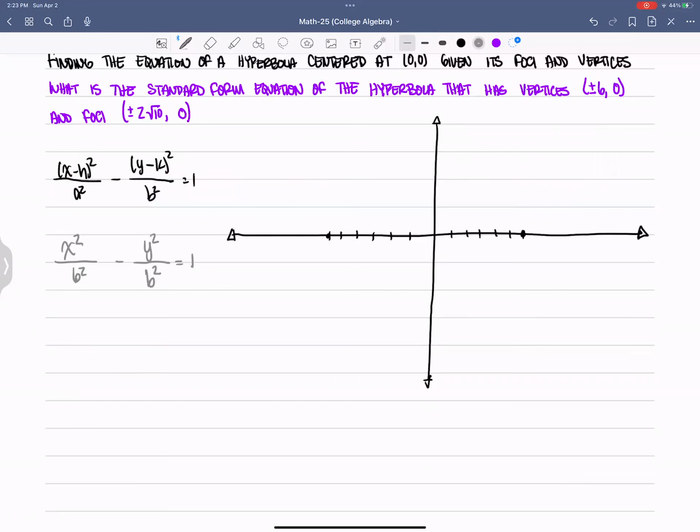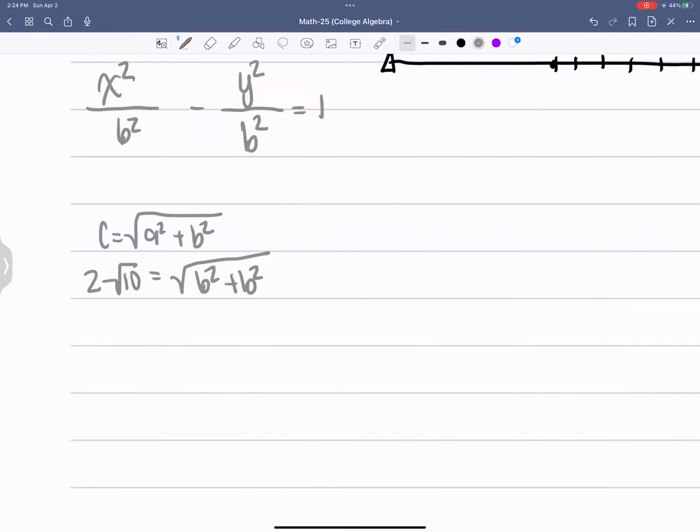All right. So one more thing that we know, we have our foci. So we know what c is equal to. c is equal to the square root of a squared plus b squared. We know that c itself is 2 root 10, and that's equal to the square root of a squared, which is 6 squared, plus b squared. Perfect. We could figure out what b is with this. Let's square both sides and see what we end up with.